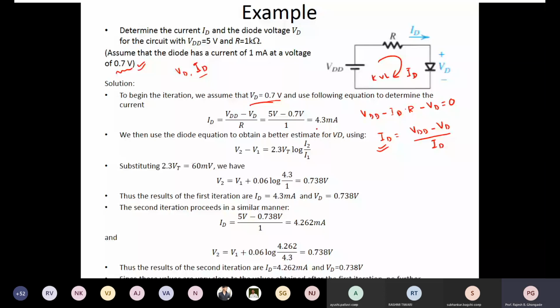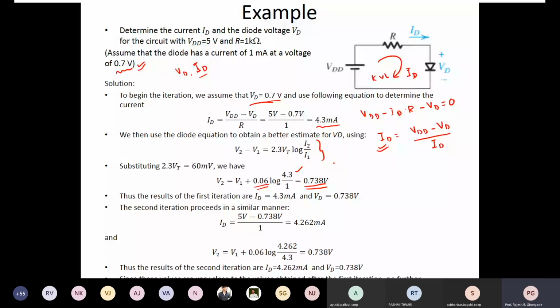Okay. Now we use this equation which we have derived in the previous slide, and substituting 2.3 Vt is 60 millivolts, with just a transposition of V1 to the right hand side, I get V2 is V1 plus 0.06, that is 60 millivolts, log I2 by I1. I2 is what I estimated as 4.3 milliamperes. I1 was given as 1 milliampere for 0.7 volts. And with this particular value, I get a value of Vd as 0.738 volts. Now this is a better estimate, the correct estimate in fact, as a matter of fact. In the course of time, you'll see that.